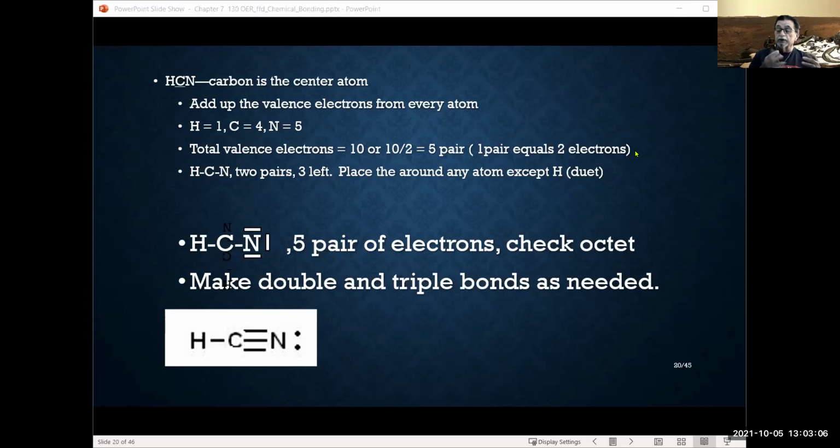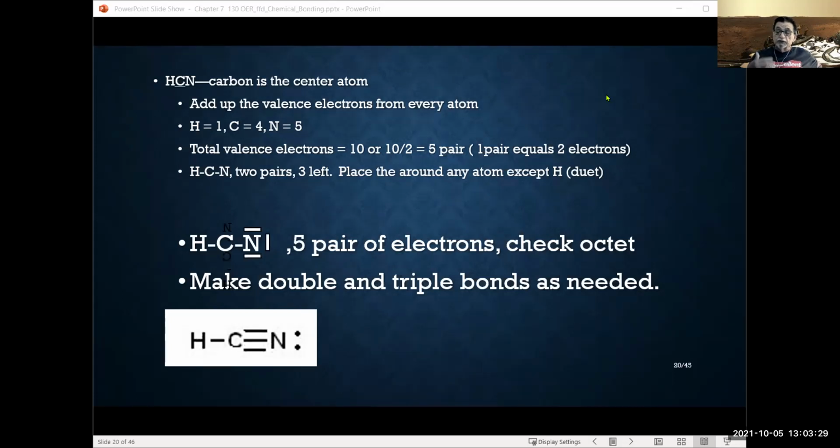And this is important. That's it. You got 10 valence electrons. You can't just magically add more or take out. That's what you got to work with. And normally what I do is, if you have a number divisible by 2, I just divide it by 2, and that tells me how many pairs of electrons we have, how many single bonds that we can make.